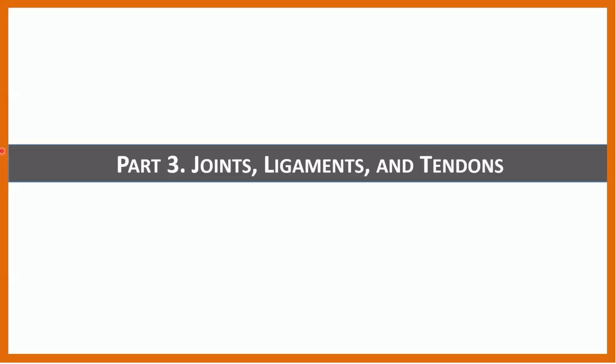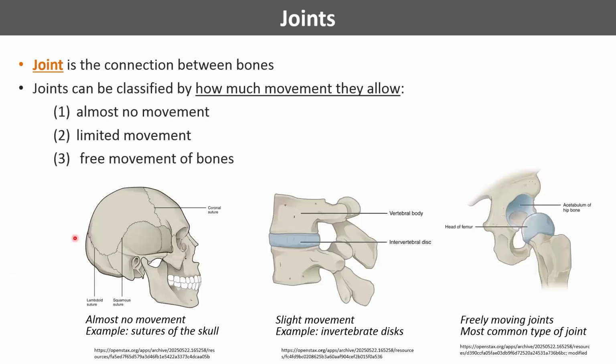In part 3, we'll talk about other components of the skeletal system, and these are joints, ligaments, and tendons. Joints are the structures that connect the bones, and we can classify them by how much movement they allow. And there might be almost no movement. Like I showed you, the bones of the skull are connected, but they're so tightly connected that you can almost not see the separate bones. And definitely there is no movement in this case.